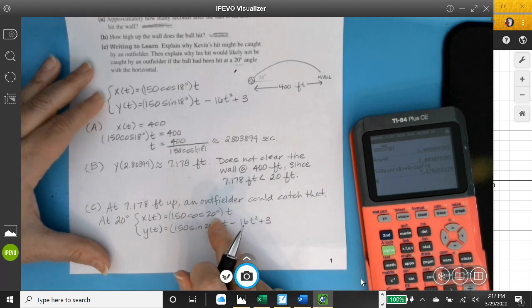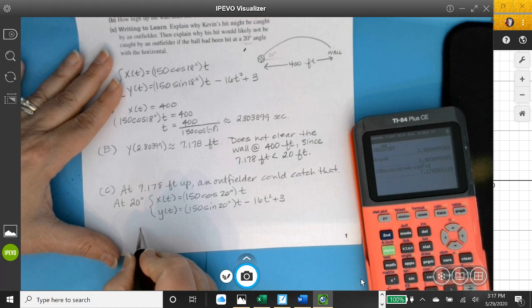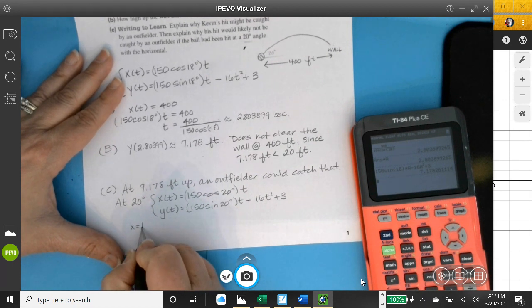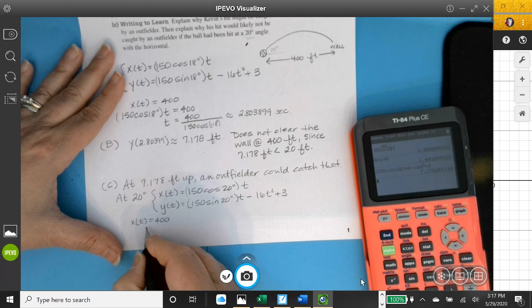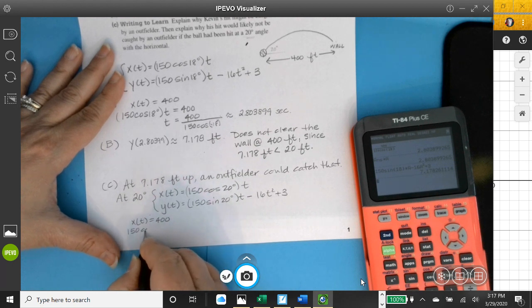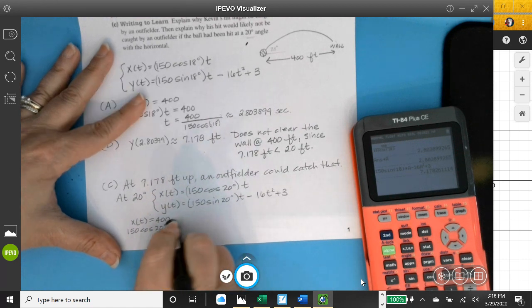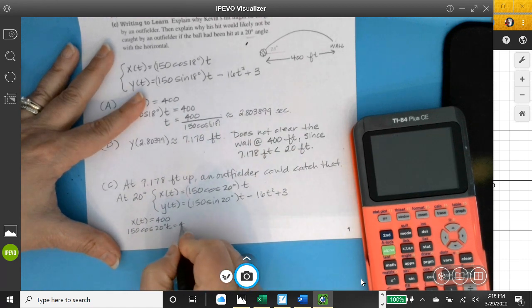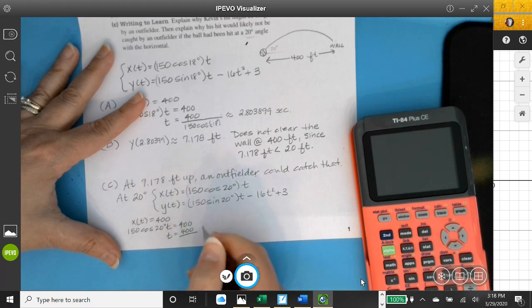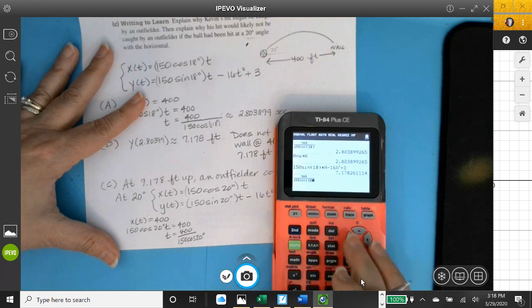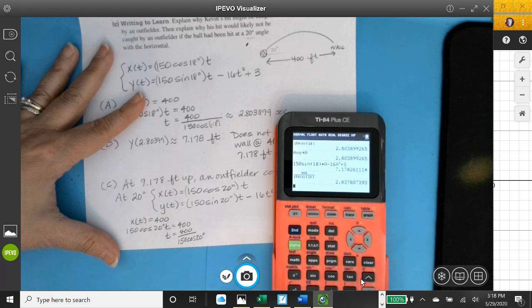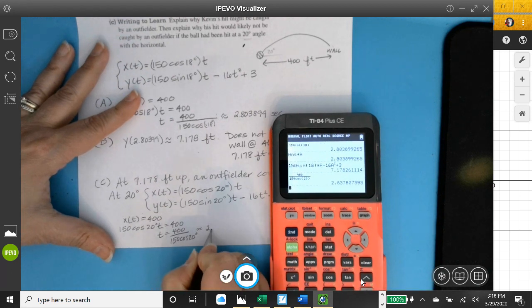So how do I find out how long it takes to go 400? That would be the first step. I would say x of t equals 400, because that's the horizontal distance. So 150 times the cosine of 20 degrees times t equals 400, so t equals 400 over 150 times the cosine of 20 degrees. Let's do that. I can go up here, grab this, change the degrees to 20 and press enter. That's approximately 2.8378.